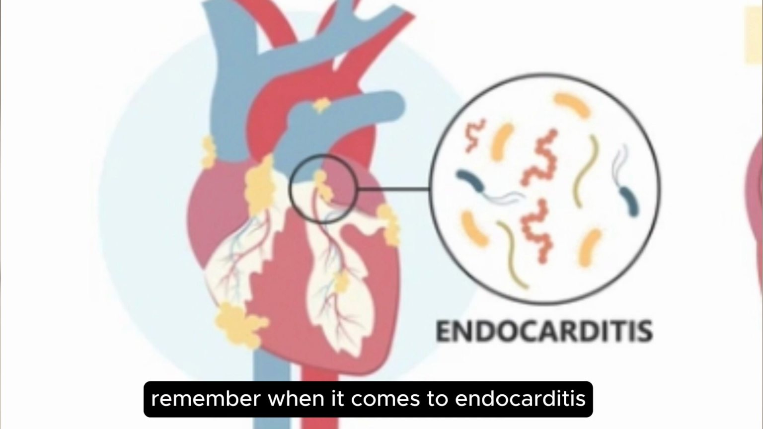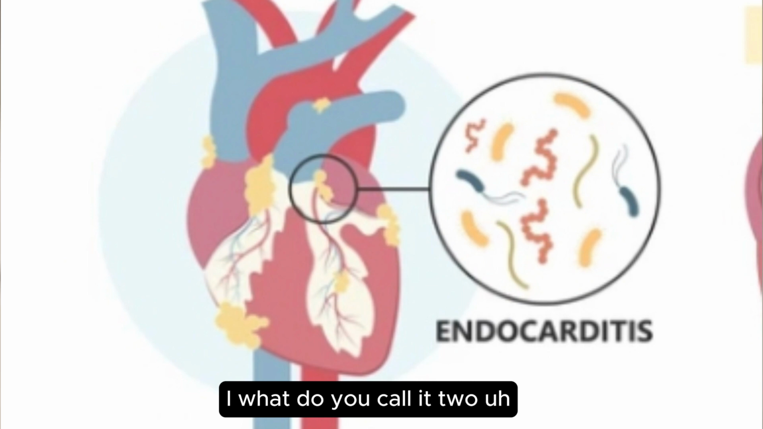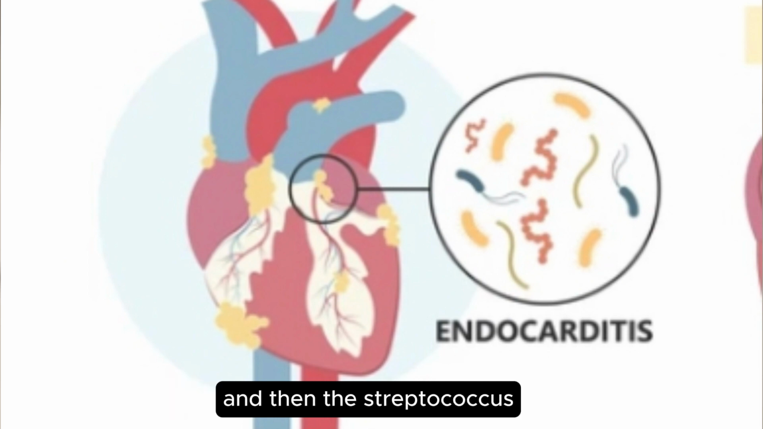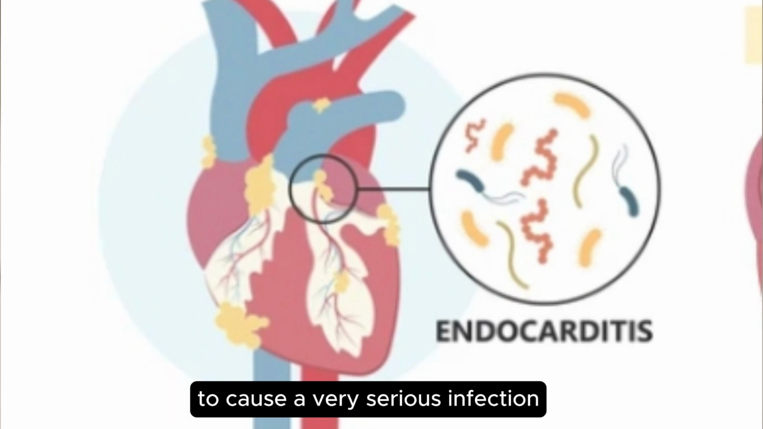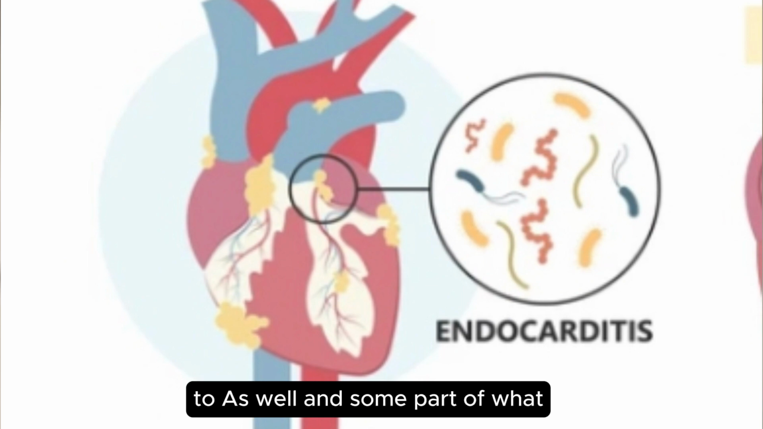And remember, when it comes to endocarditis, we have two main causative organisms, which are bacteria: the staphylococcus and the streptococcus. These two bacteria are very, very crucial because they have the ability to cause a very serious infection. It's not only the heart, it can affect the kidney as well, and some parts of the system. So today we are going to digest this.